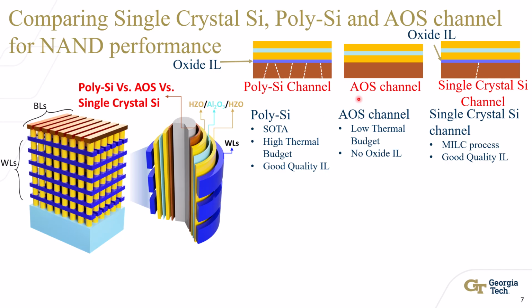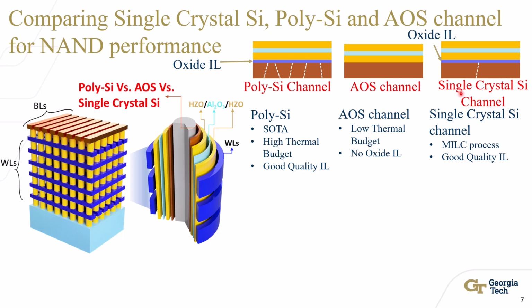Then the next material we have is the AOS channel, which is amorphous oxide semiconductor. AOS channel examples are IWO, IGZO, IGO, etc. These materials are not used in the current NAND flash technology, but they are explored as a potential channel material for future FE NAND flash generations. They have a low thermal budget because they are deposited via ALD. Another advantage of the AOS channel is that it can completely eliminate the need for an oxide interlayer.